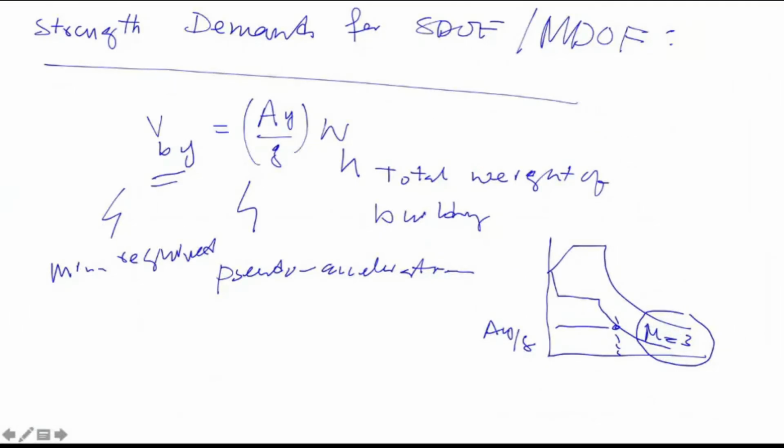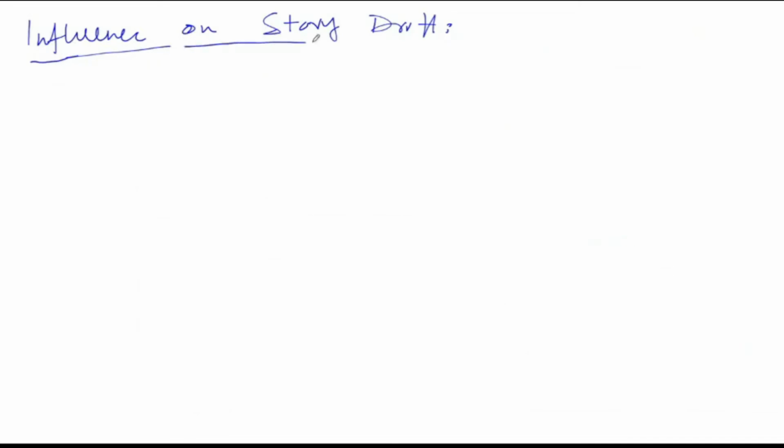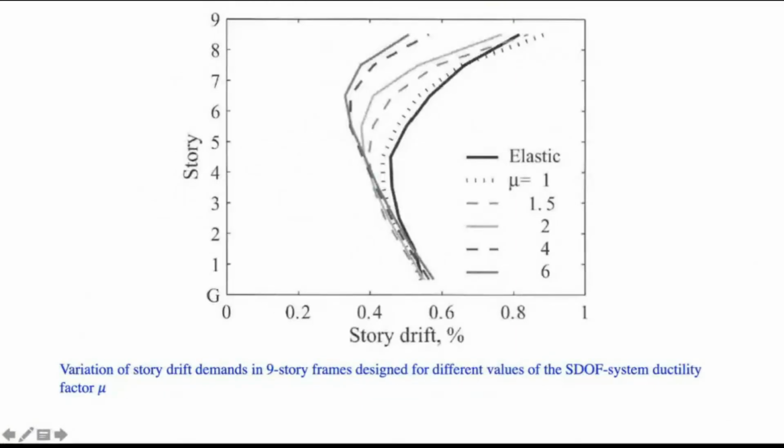So this was related to the strength demand for the single degree of freedom and the multi-degree of freedom system. Now let's see what happened to the inelastic deformation. So the influence of inelastic behavior on story drift. Okay, because drift is an important parameter that is suggested by the codes for the design, and this parameter can also be easily related to the damage in the structure. So again, let's look at the story drift demand for the same structures.